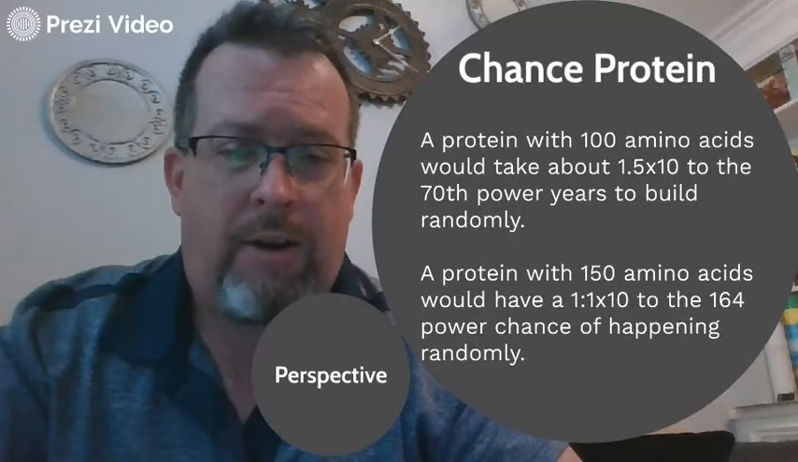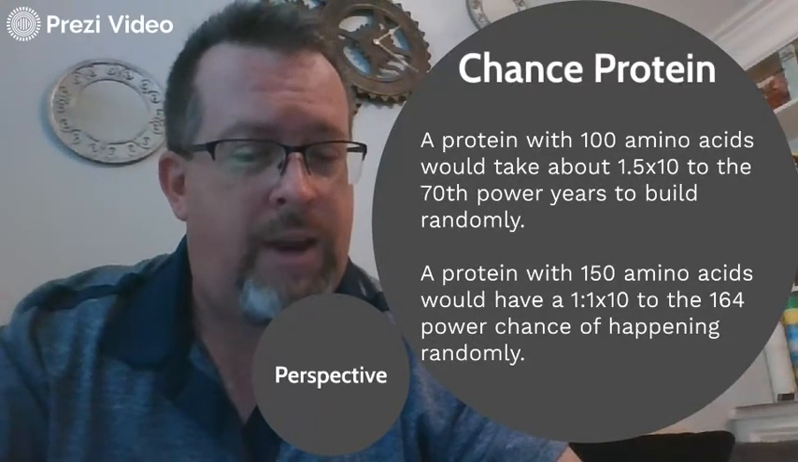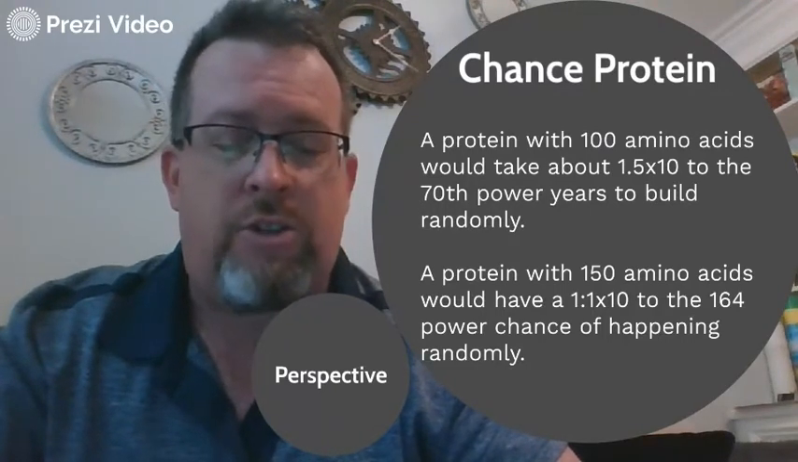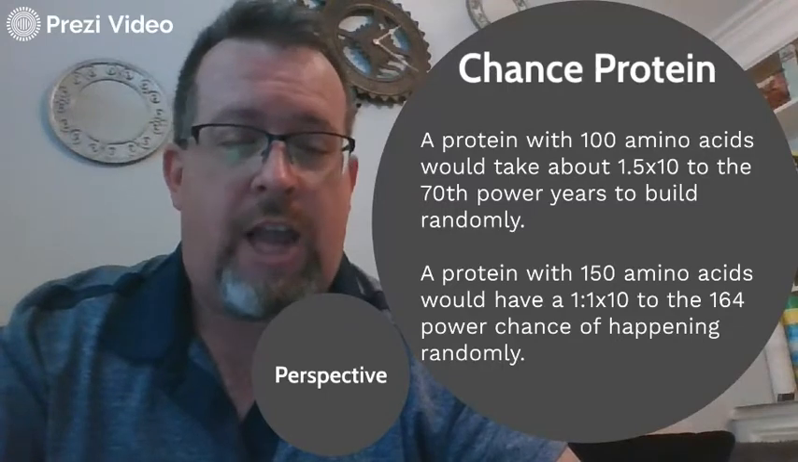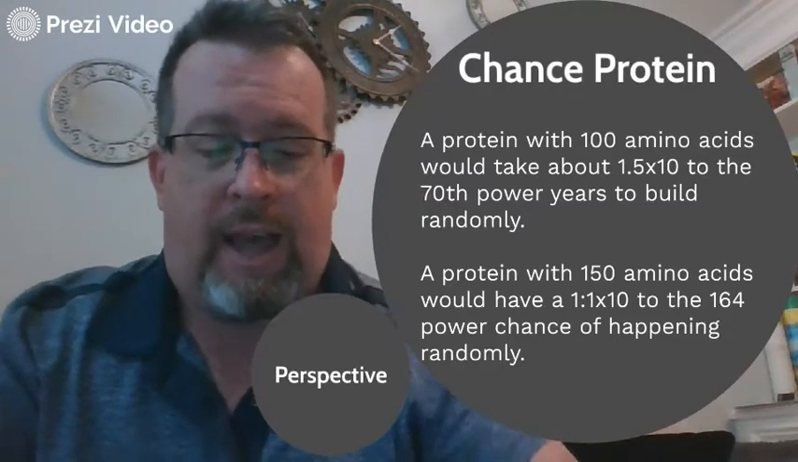So let's look back here. 1 times 10 to the 164th power is way bigger. And this is exponential, guys. This tells me there is no way, no how, a chance of having randomness enter into life at all.